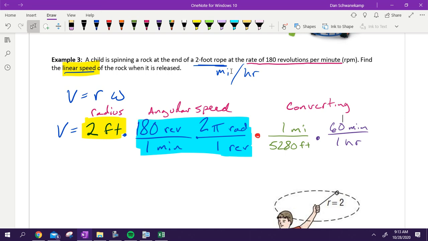Aaron? It will not matter yet. Not until we do sine, cosine, and tangent will it matter if we're in radians or degrees. But good question. Okay, we're just typing that in.